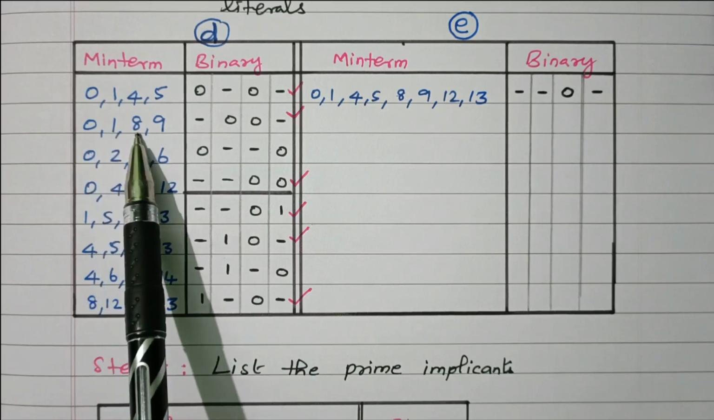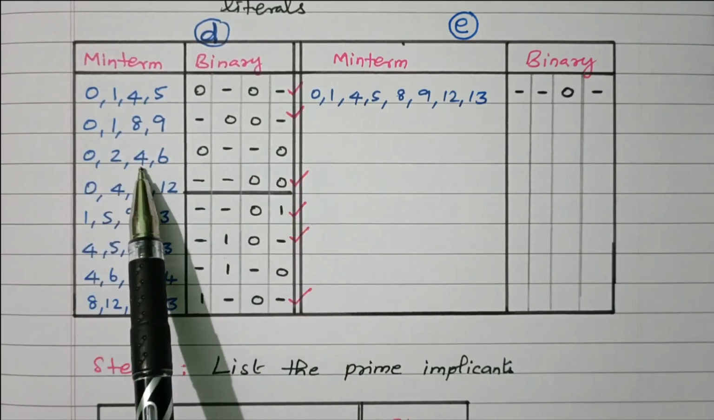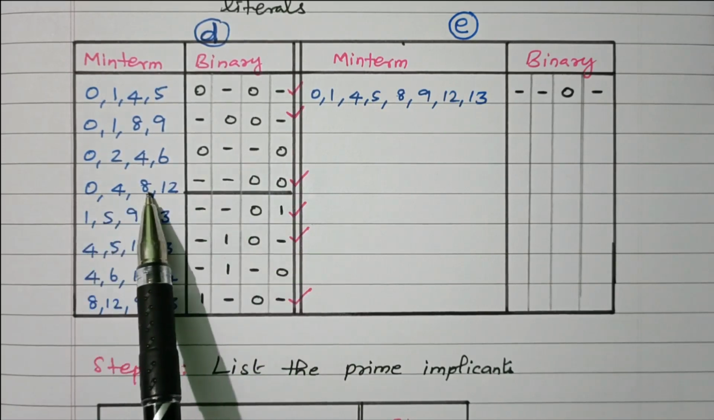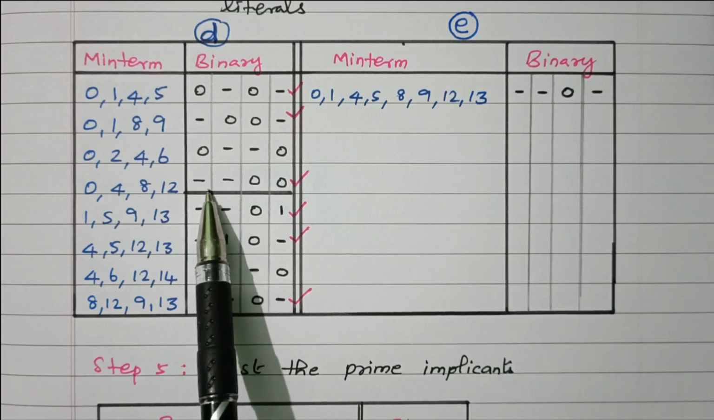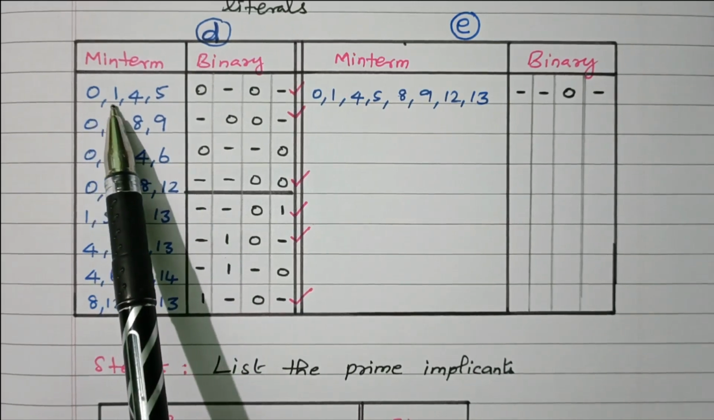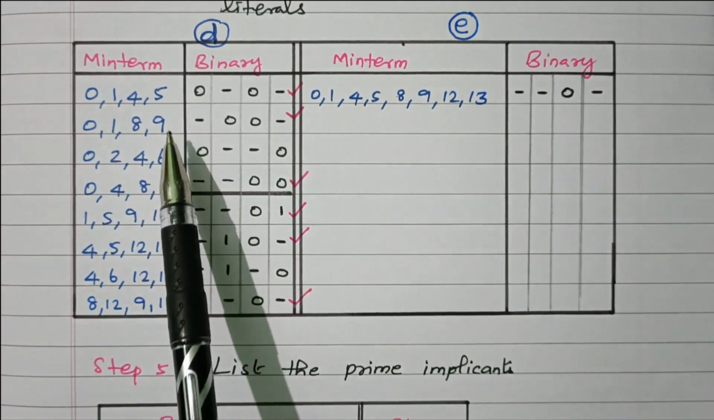So these are all compared. Similarly, 0, 1, 8, 9. Differ by first and fourth digit. 0, 2, 4, 6. Second and third digit differ. 0, 4, 8, 12. First and second digit differ. Now we'll see one more. 0, 1, 4, 5. How it differs. Right. We'll see that.